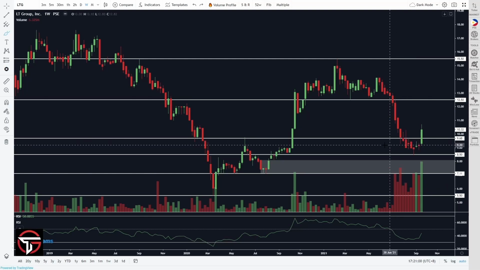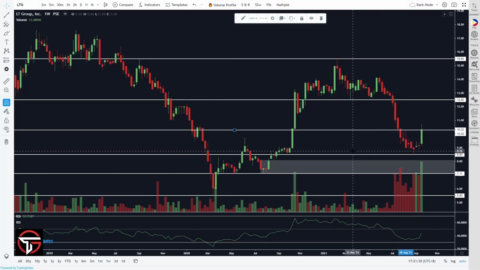Alright? Now, dito ba sa weekly may mahahanap tayong additional support or resistance na pwede natin gamitin for forming trade ideas if necessary sa lower time frames pa? I would argue, okay, na the best that we can do is possibly, let me just remove this, okay? Possibly moving this previous support or resistance area here up to here.